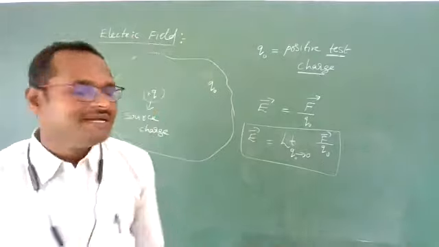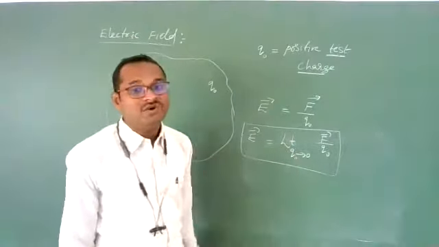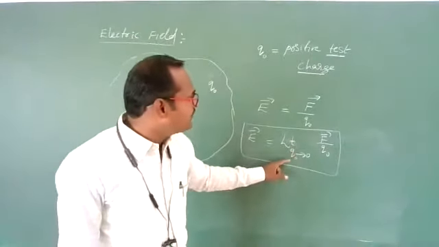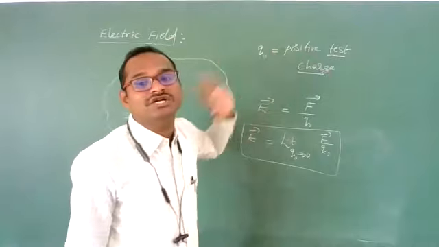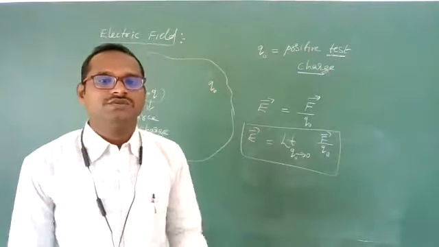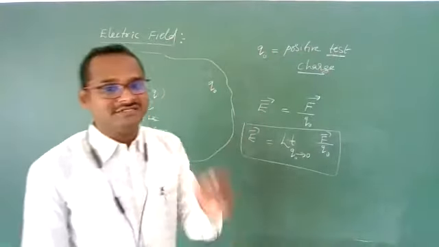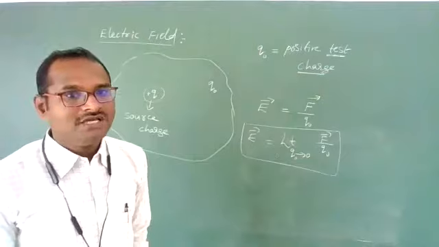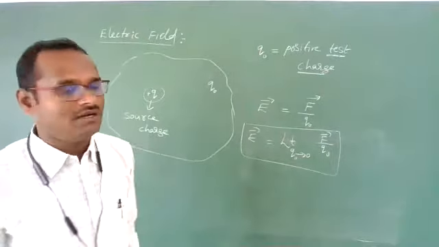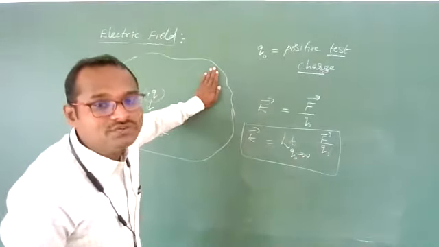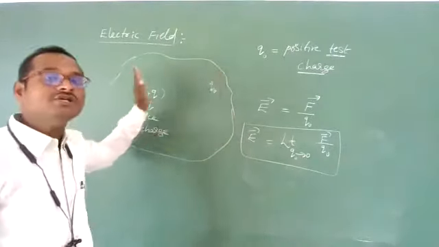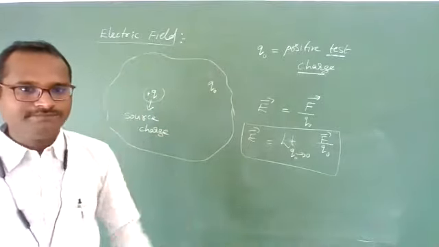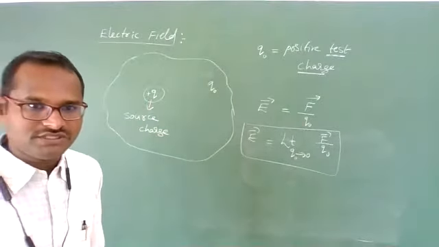Why am I using the limiting value of Q naught here? Because if you use the limiting value of Q naught, then we can say it is a test charge. Why does it have to be a test charge? Because its magnitude is small. Why should its magnitude be small? If the magnitude of Q naught is very small, then it cannot affect the source charge. Is it clear, students?